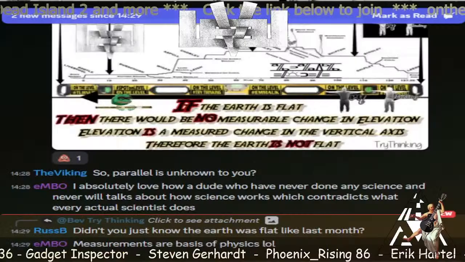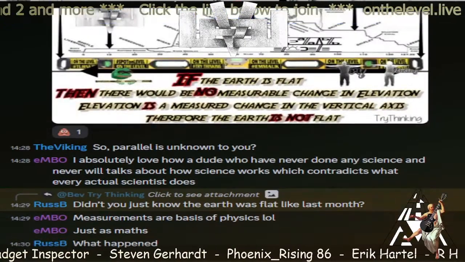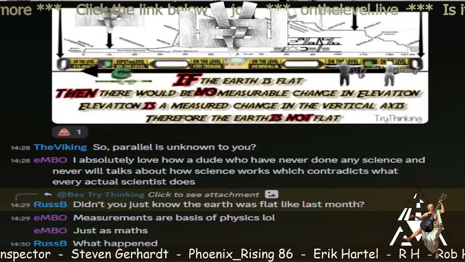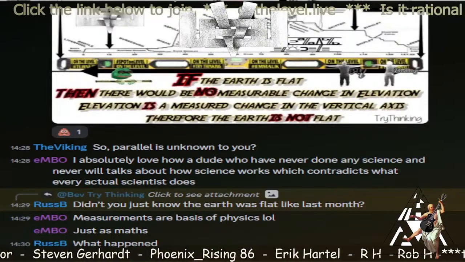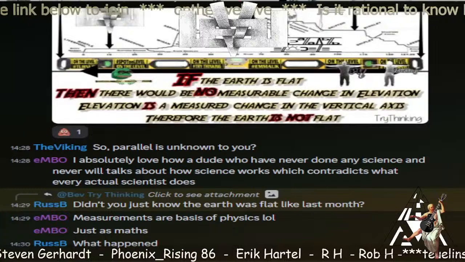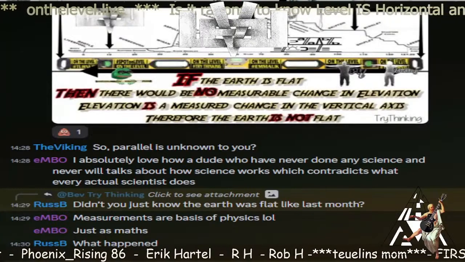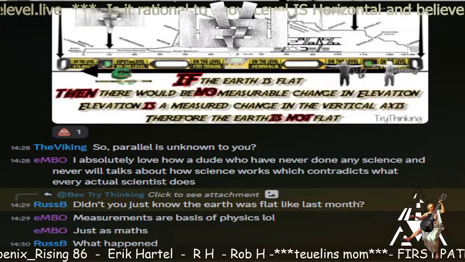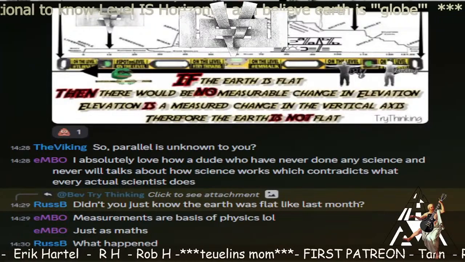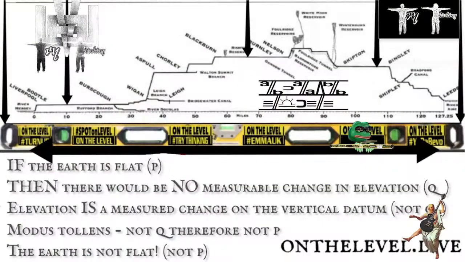We can read out the entire if-then again, if needed. Say it one more time. If the Earth is flat, P, then there would be no measurable change in elevation, Q. Elevation is a measured change in the vertical axis, therefore not Q. Therefore, Earth is not flat. But the refutation, that there's some sort of conflation going on between a baseline and topography, is just a straw man, because that's not the case for anybody who actually reads the argument.